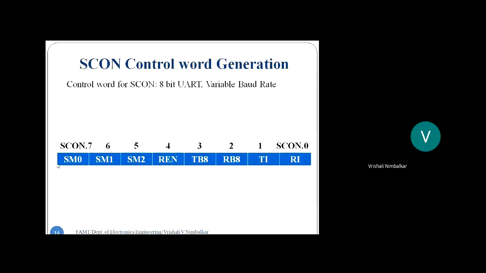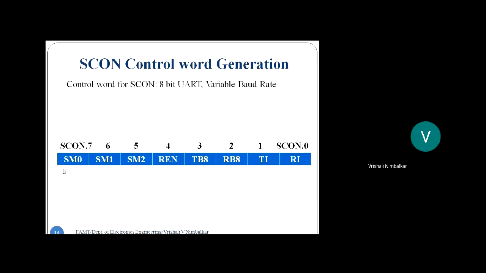Okay. Now this is the SCON control word. RI, TI, RB8, TB8 are the 9 bits. REN is the receiver enable. SM2 is multiprocessor communication, and SM0, SM1 are the mode control bits. Now I want to look into 8-bit UART. 8-bit UART means which mode it is, right? It is mode 1. 8-bit UART with variable baud rate means it is mode 1. So SM0, SM1 will be 0 1.